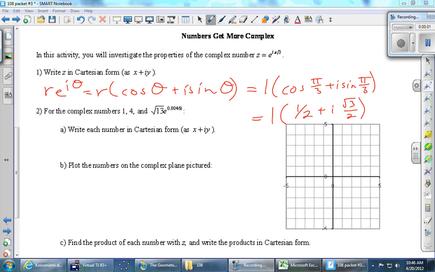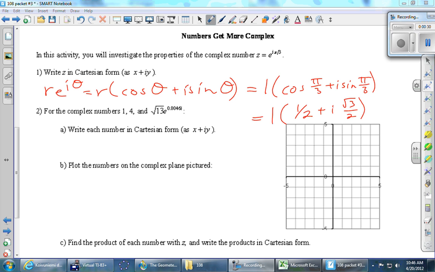And it doesn't ask us to do this, but maybe we'll just do it together to remind ourselves of some stuff that we did last time. If I wanted to plot 1/2 plus i root 3 over 2, starting at the origin, where do you go for this 1/2? Which direction do we go? We go to the right 1/2. And what about this i root 3 over 2? We go up. How do you go up i? You just go the root 3 over 2.